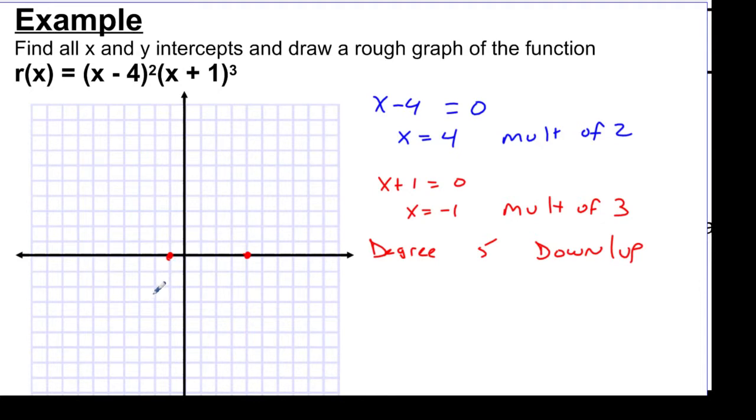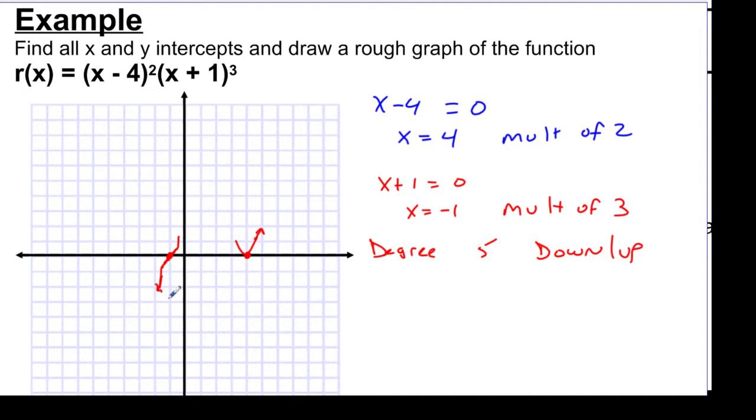So I know coming out of the very left-hand endpoint, it's got to be traveling down. Coming out of the very right-hand endpoint, it's got to be traveling up. At x equals 4, it's going to bounce. It's going to act like a parabola, and it's going to pretty much come down and turn like that. And at -1, because it has a multiplicity of 3, it's pretty straight there, and then it's going to make a sharp turn down and a sharp turn up. So that's taking all the multiplicity and the end behavior into account.